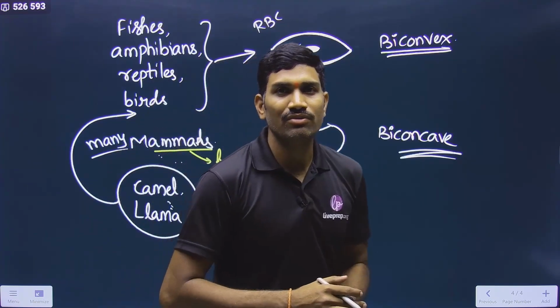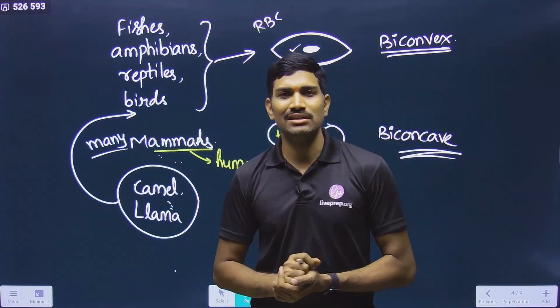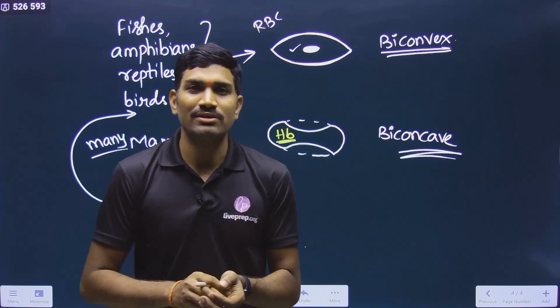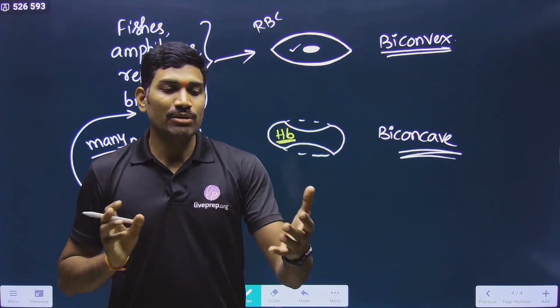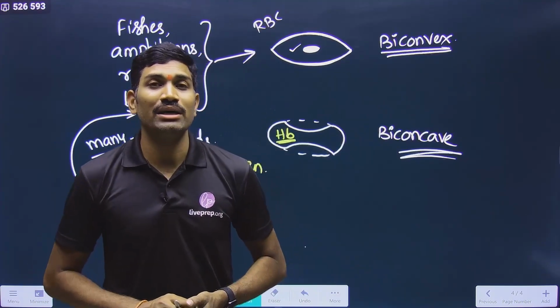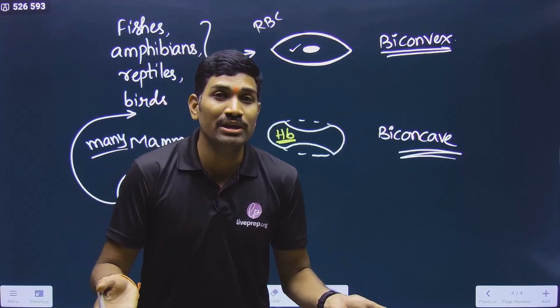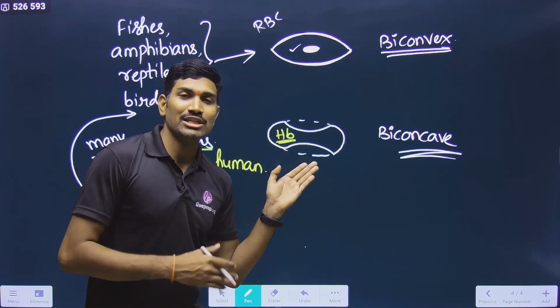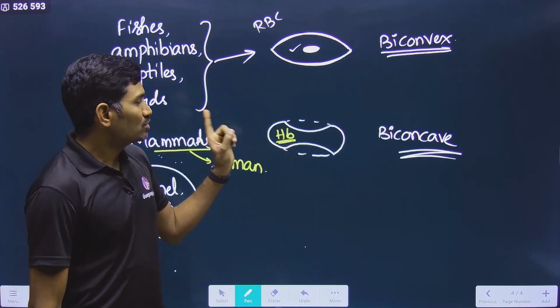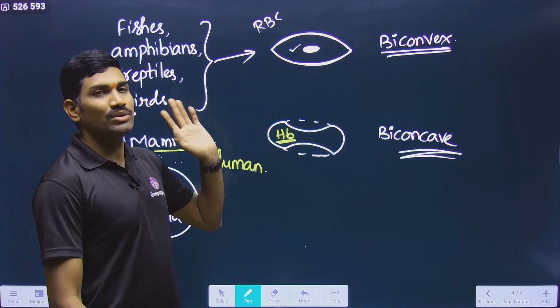Already in the transport of gases, in the previous chapter, we studied this. Hemoglobin is binding with oxygen and forming oxyhemoglobin. Hemoglobin is binding with CO2 and forming carbaminohemoglobin. So hemoglobin is important for transport of oxygen and CO2. For the transport of those gases, hemoglobin is required.